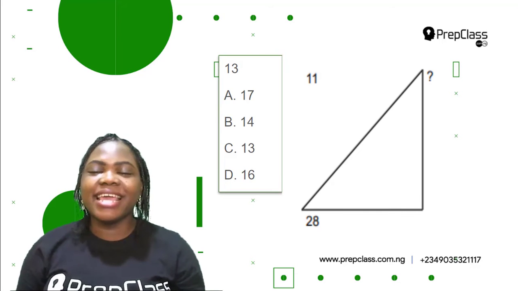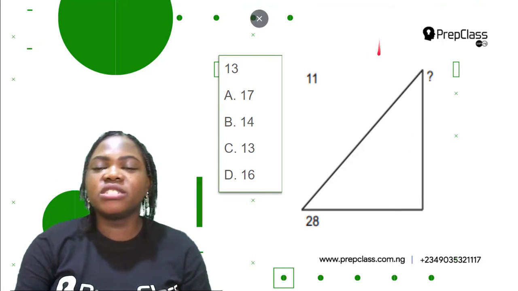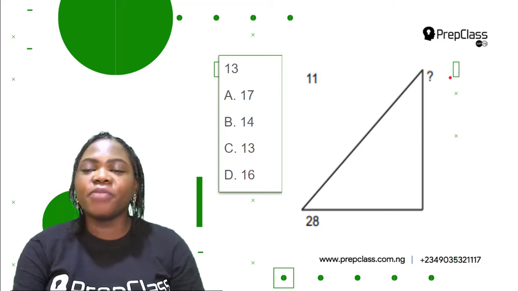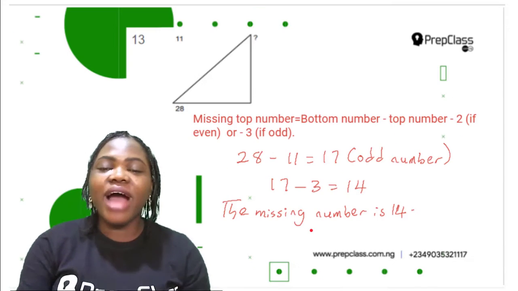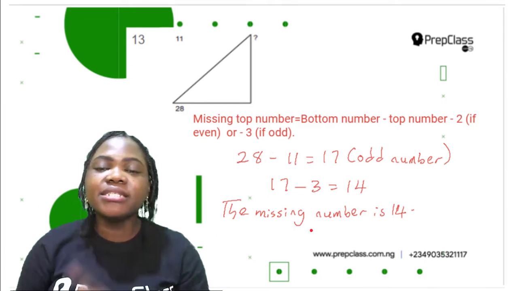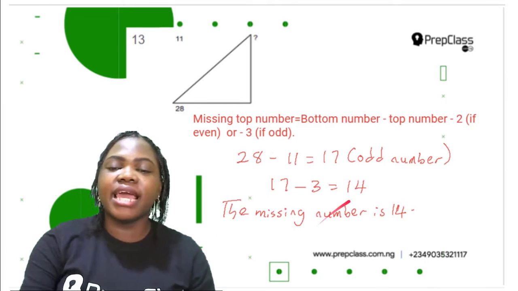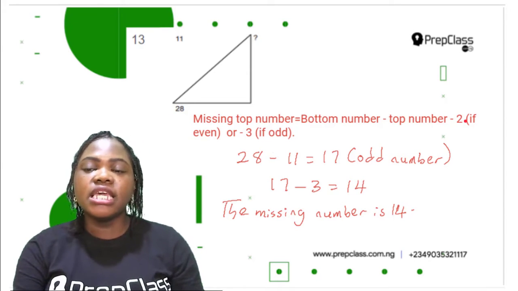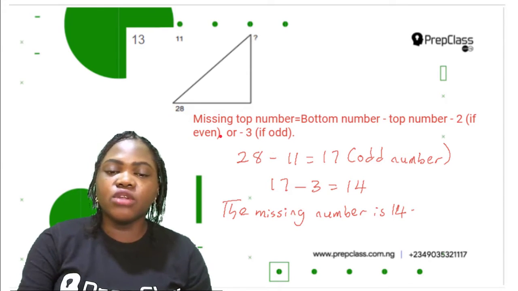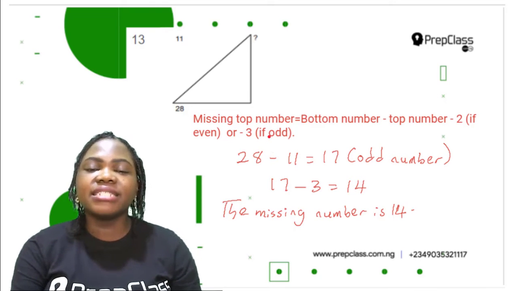So number 13, we're given one of the top numbers as 11. The second top number is missing, and then the bottom number is given as 28. So how do we do this? How do we find a missing top number? All we have to do is to say bottom number minus top number, minus 2 if the answer is an even number, or minus 3 if the answer is an odd number.